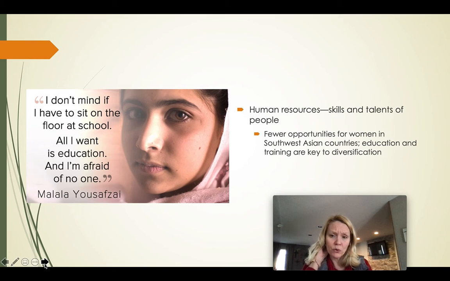So there are still fewer opportunities for women in Southwest Asian countries. It's improving, it's getting better. We realize that education really is the key to that.